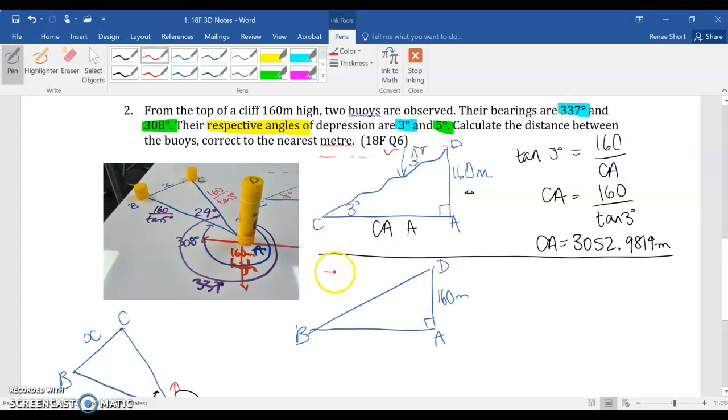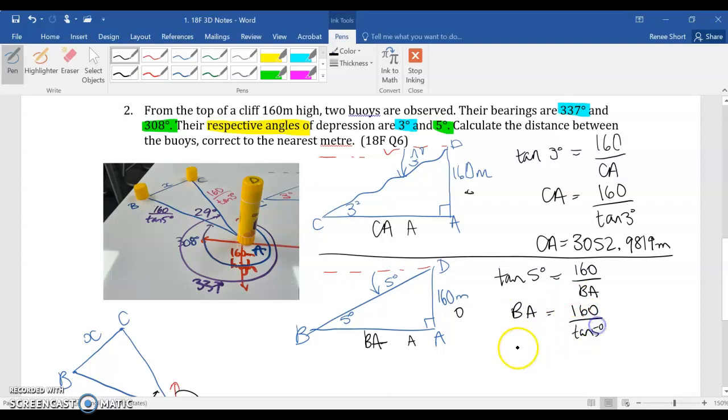And if I now look at this, I've got my horizon line. We know that the angle of depression to B is 5 degrees, so that's 5 there. And I've got then this angle down here being alternate, also 5 degrees. Again, I've got a right angle triangle. I'm finding BA here. And so again, I've got the opposite and the adjacent. I'm going to use tan. So tan of 5 degrees this time is equal to 160 over BA. That means BA is equal to 160 over tan of 5 degrees.